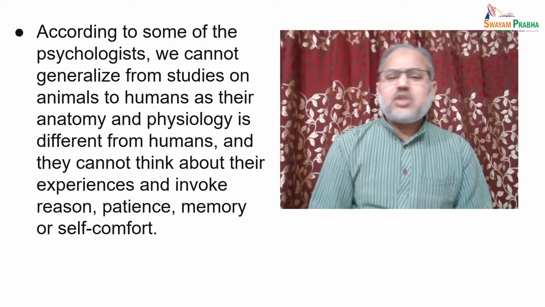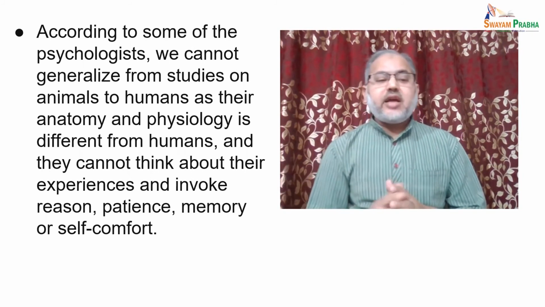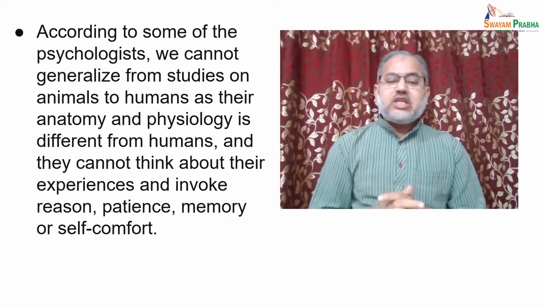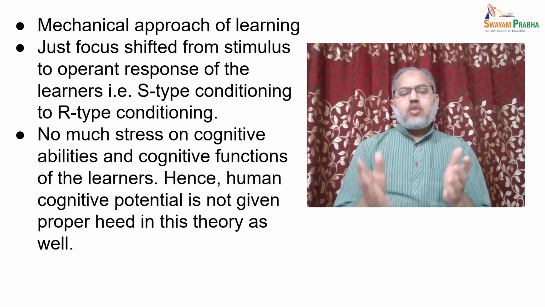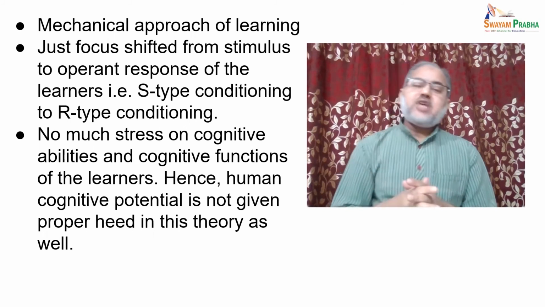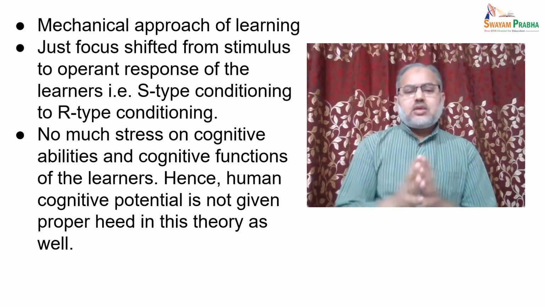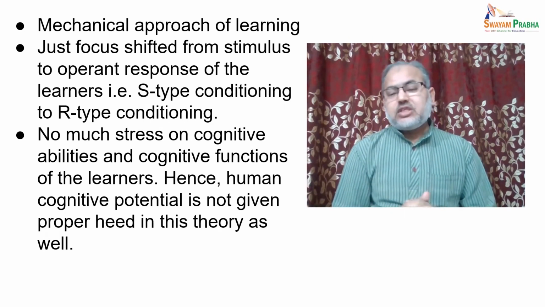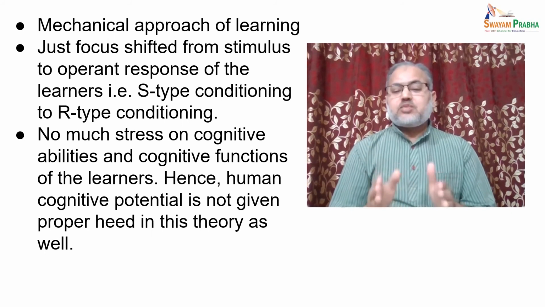According to some psychologists, we cannot generalize from studies on animals to humans, as their anatomy and physiology are different from humans, and they cannot think about their experiences and invoke reason, patience, memory, or self-comfort. So we find that Skinner's theory of operant conditioning is also mechanical in nature, as we had already discussed in the case of classical conditioning and the trial and error theory of learning. The entire focus in operant conditioning shifts from S-type conditioning to R-type conditioning. There is not much stress on cognitive abilities and cognitive functions of the learners. Hence, human cognitive potential is not given proper heed in this particular theory of learning.